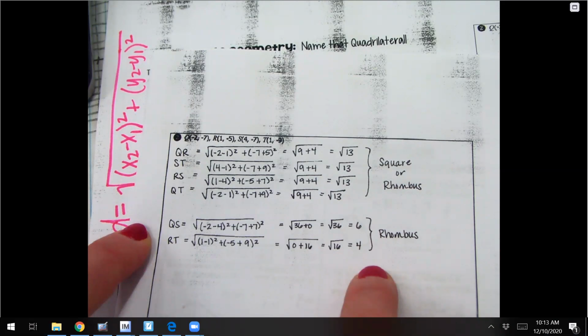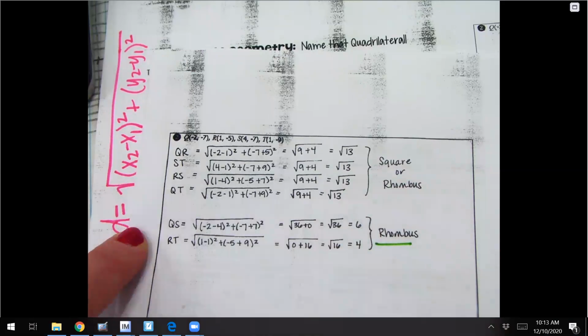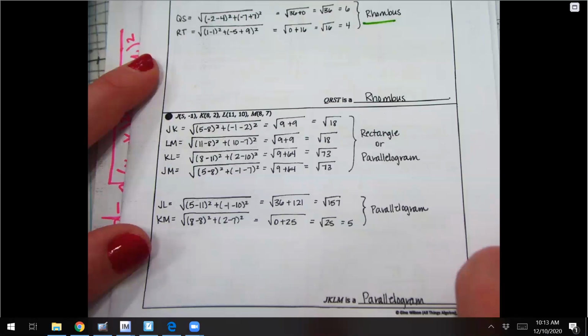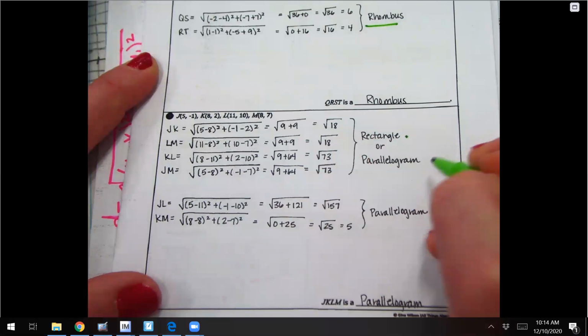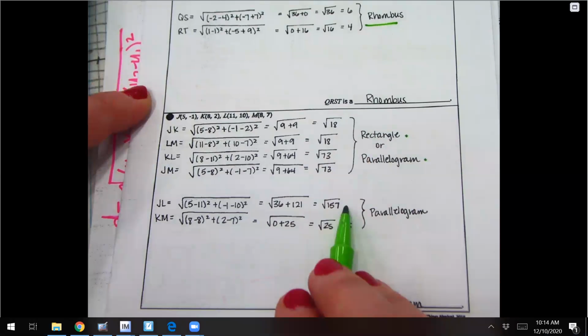Number 3. They did this one for all 4 sides. Okay. 18, 73. So they're not all the same, which means it's either a rectangle or a parallelogram. Then they did the diagonals. Those 2 are not the same, which means it is a parallelogram. This is how it is supposed to be. Okay, cool. All right, so you got that.